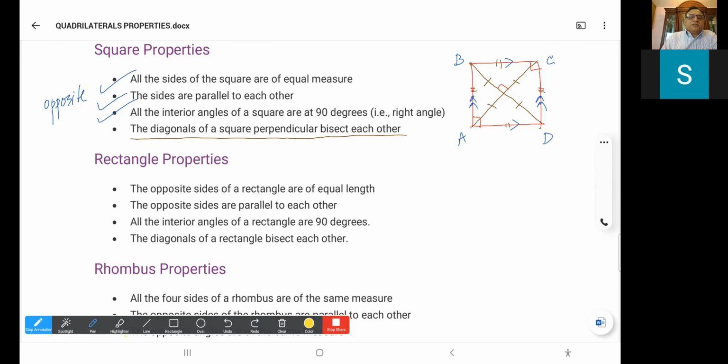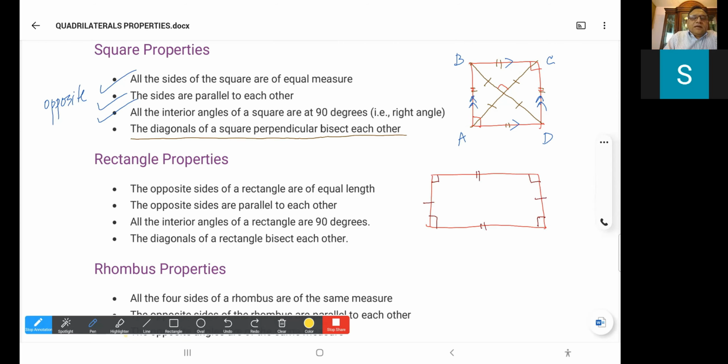Now, second, properties of rectangle. Can you tell me what is a rectangle for you? How will you describe a rectangle? Two sides are equal. Opposite sides are equal, right? So how will I show it? I will show it like this. This side is equal and the other side is equal. Is it okay?